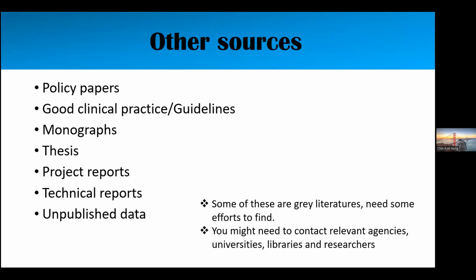Of course, as I mentioned to you, there are other sources of information. For example, policy papers, GCP guidelines, monograph, thesis, project report, technical report, published data. But for clinical studies and for biomedical studies, it is quite uncommon for us to search these gray literature. Okay, so these are gray literature and need some effort to find from certain institutions or from certain databases. You might need to contact these agencies, university libraries, and researchers to get gray literature. Unless the topic that you are reviewing is pertaining to policies or GCPs, usually you are not required to search these databases, but you can also always put them as a limitation of your review, saying that you do not search for GCPs, for example, or any other gray literature. So there are some biases in the search that we cannot avoid.